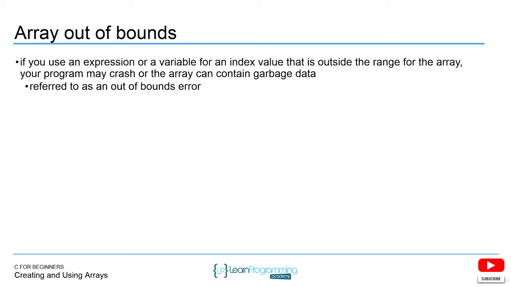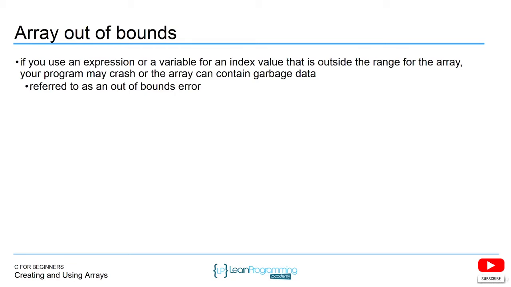So what happens if you try to access an element in the array with an invalid index? For example, trying to access an array of size 10 using 11 as an index or 10 as an index. You're going to have an array out of bounds error. So if you use an expression, a variable, or a constant for an index value that is outside the range of the array, and outside the range means what? Well, it means it's either a negative number or a number that's greater than the size, really greater than the size minus 1 because they're 0-based. So if you have an array of size 10, and the index is greater than 9, you're going to have an array out of bounds error.